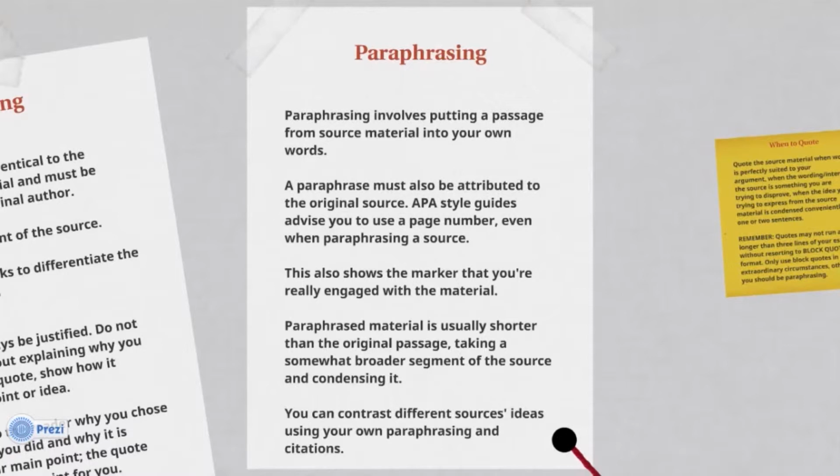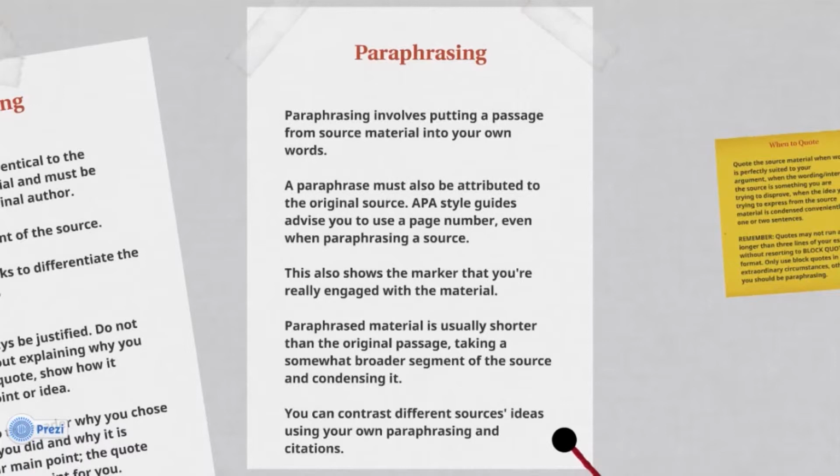Paraphrasing involves taking the words of your sources and putting it into your own words. That means reorganizing them, coming up with new ones, changing the sentence structure, combining paraphrased ideas from multiple sources, any sort of way that you can play around with the words to attain the same meaning with different syntax. A paraphrase must also be attributed to the original source, and APA style guides advise you to use a page number, that means in-text citation, even when you're paraphrasing a source.